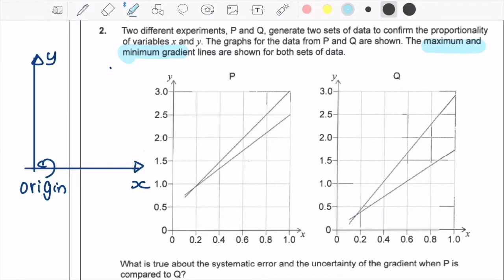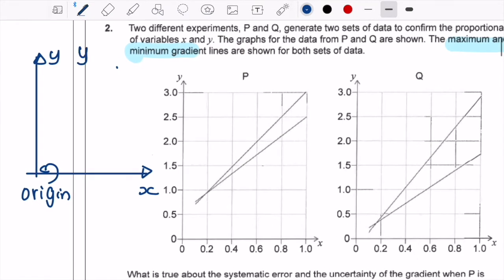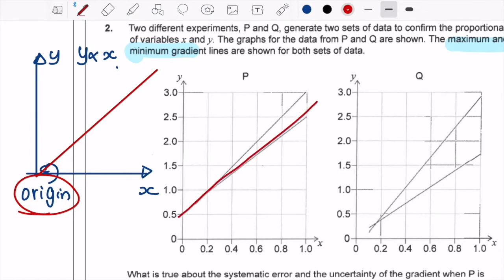Alright, question number 2. This is about proving a directly proportional relationship. First there are two things we have to understand: what is directly proportional, and why. Graphically, this means there should be a straight line. It must go through the origin, right? We know the 0, 0 point is called the origin. Now let's draw the best fit line for these two situations. Best fit line is somewhere in between these maximum and minimum lines, right?